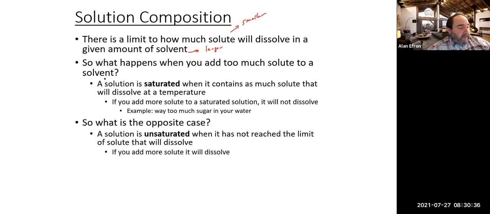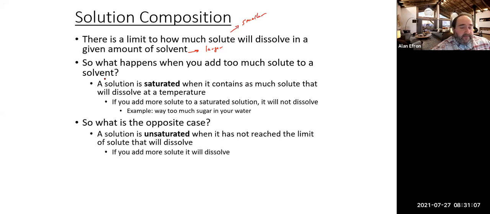The definition of a saturated solution is a solution that has hit the maximum limit for how much solid will dissolve in that solvent. Once we hit that saturation point, we've hit the point where that's as much solid as we could get to dissolve in, say, water. If we add any more solid, no more dissolving is going to happen.